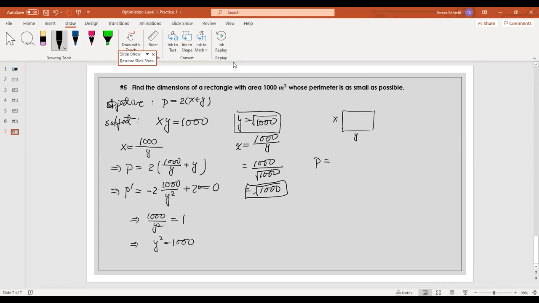What is the perimeter here? It's 2 times X plus Y, so it will be 4 times the square root of 1,000, because X and Y are each the square root of 1,000. That's it. That is the level 1 optimization problems, and we did 5 problems as practice. As you can see, the level 1 problems are very, very straightforward and simple.